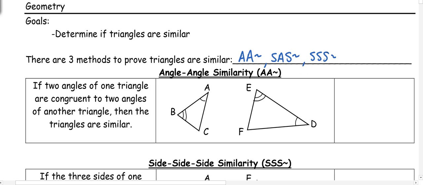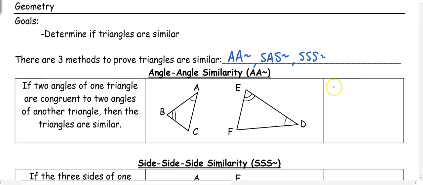In order for triangles to be similar using angle-angle similarity, if two angles of one triangle are congruent to two angles of another triangle, then the triangles are similar. In this picture, we have that A is congruent to D because they have the same markings, and B is congruent to E because they also have the same markings. Now that we have two angles from each triangle that are congruent, we can say that triangle ABC is similar to triangle DEF by angle-angle similarity.